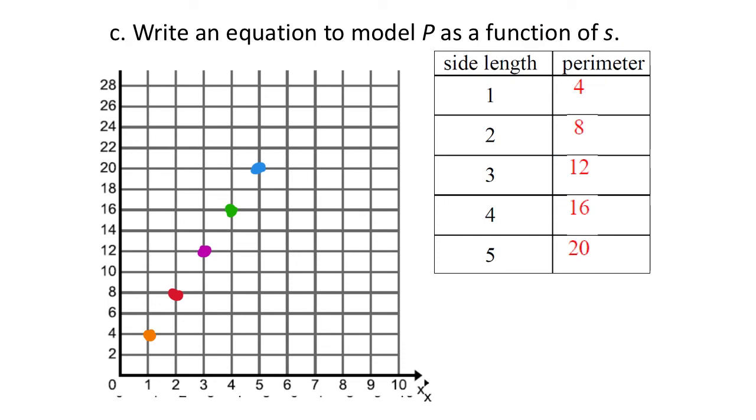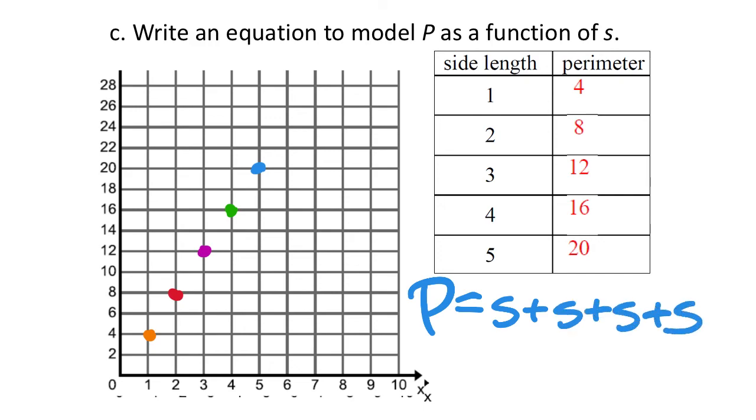So write an equation to model p as a function of s. So if we did this strictly as the way that we did it, and I'll keep using p and s on this one, the perimeter would be the side length plus the side length plus the side length plus the side length. But if you wanted to simplify that using multiplication, you could just take 4 times s. Either one of these would work, okay?